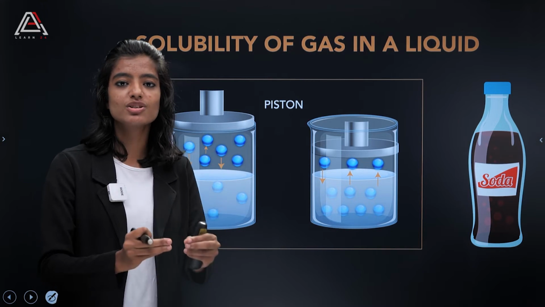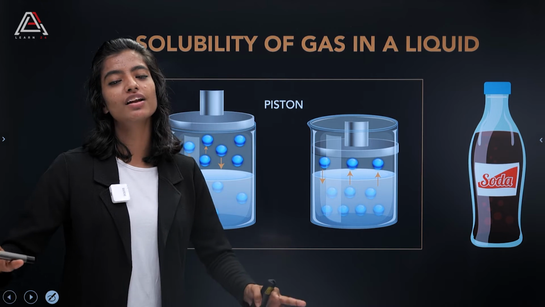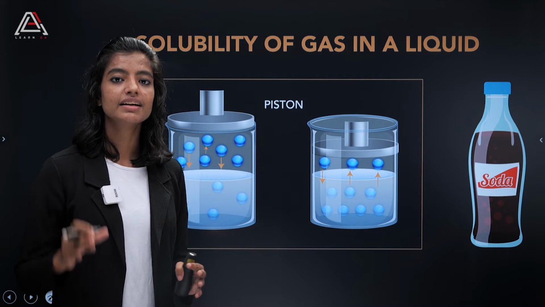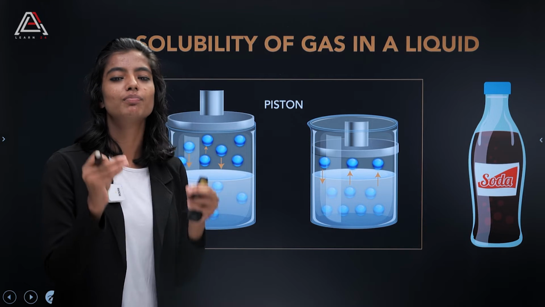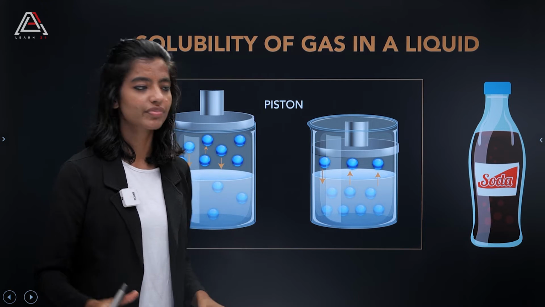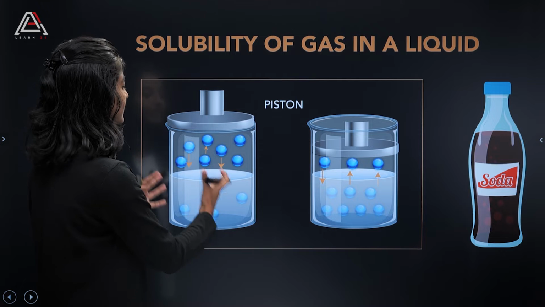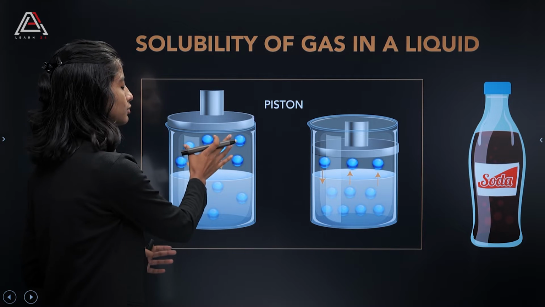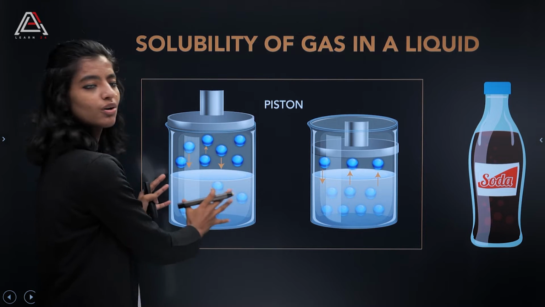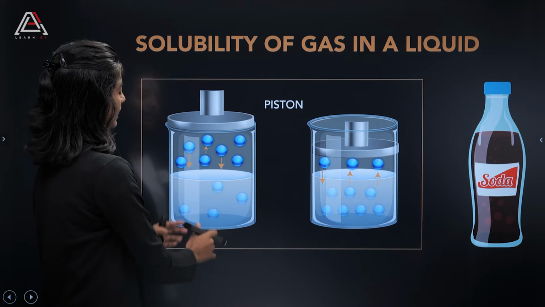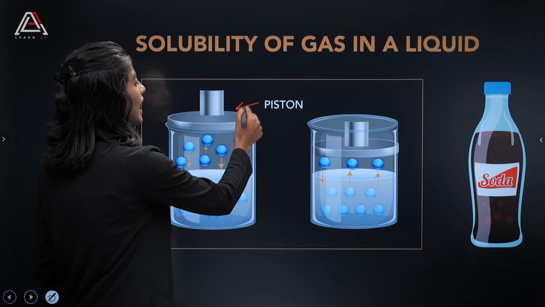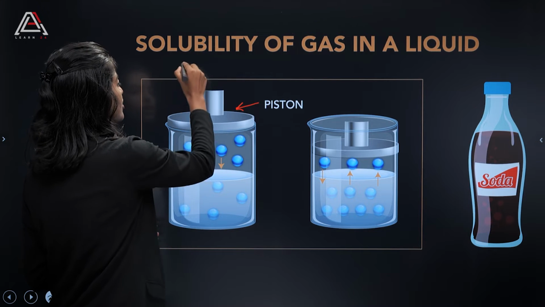Now the pressure plays an important role in this type of solubility because I am using gas as the solute, hence the pressure plays an important role. Now let's have a look on this image. These are the gas molecules which are less soluble in water. Only a few molecules are soluble in this water, right? Yes. This is the piston. Now I am applying some pressure.